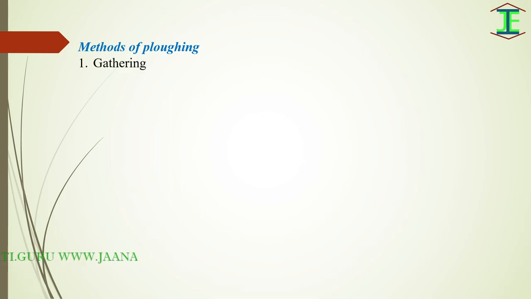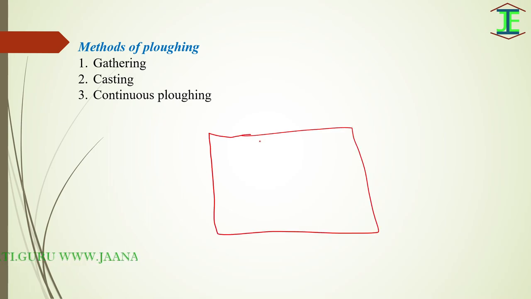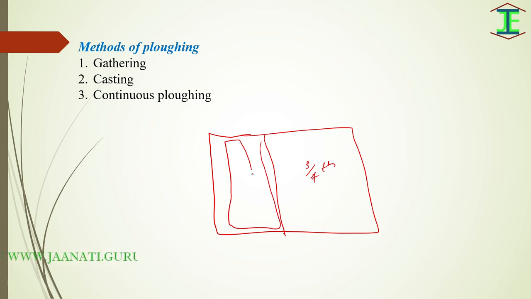Methods of plowing. Gathering is when we do plowing in already plowed land. Casting is when we do plowing in unplowed land. Next one is the continuous plowing method. In the continuous plowing method, if we take this area, 3/4 of the area is divided and this area will be tilled. After completing this area, we will come to the other area and do tillage there. This is called the continuous plowing method.